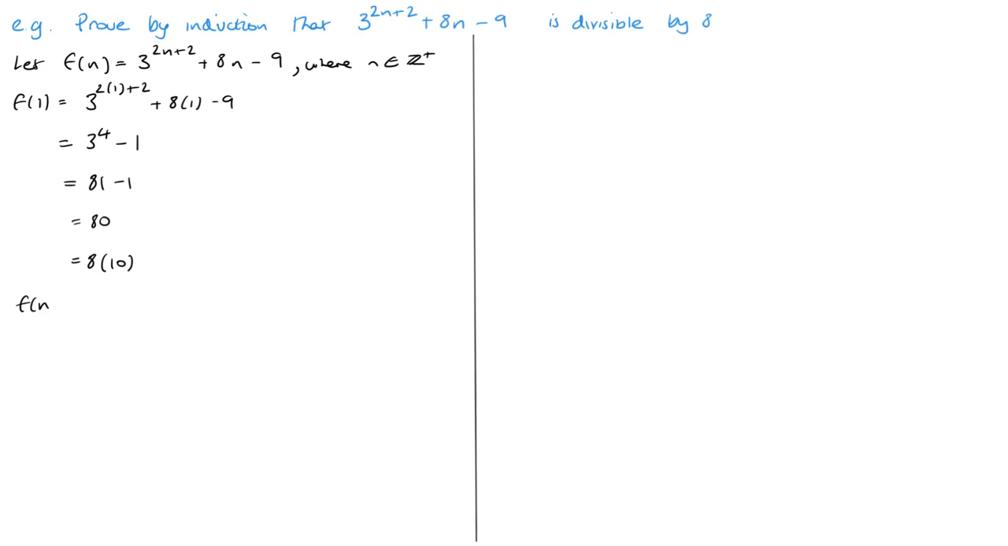Oh, I should say therefore, shouldn't I? Oh well. Divisible by 8 when n equals 1. Now assume true for n equals k.